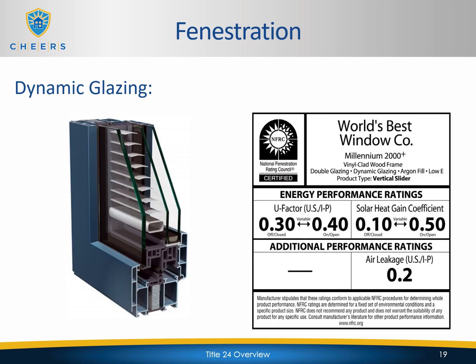And this is an example of dynamic glazing. You can see you have the window frame and you have the shading system built within the panes themselves. That's a perfect example of dynamic glazing. And then as you can see on the labels, for U factor and solar heat gain coefficient, there is a range of values, whether the shading is open or closed. So those are going to be variable values.